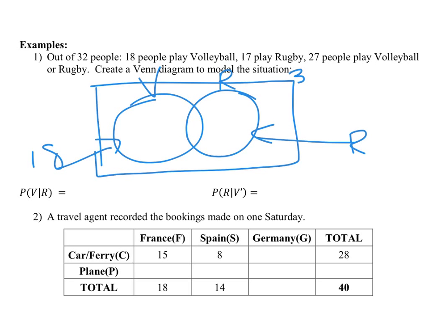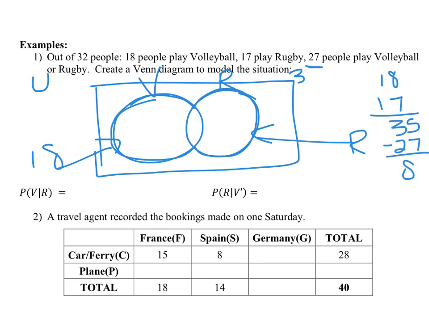Okay, so doing this, it says 27 play volleyball or rugby. The "or", remember, that's the union, that's this total piece, all of these added together. But when I add 18 and 17 together, I get 35. So it should be 27. Remember what that means is that the overlap is 8. We have an overlap there.